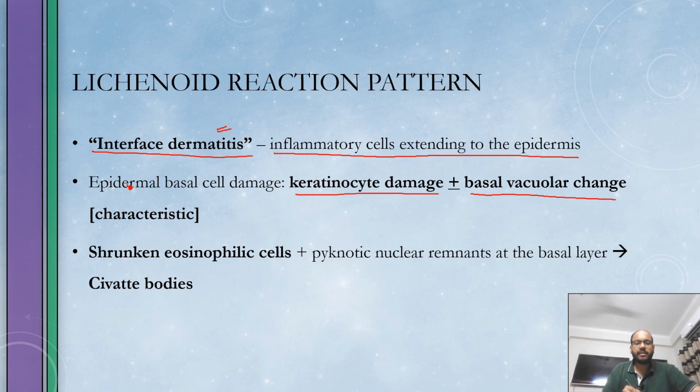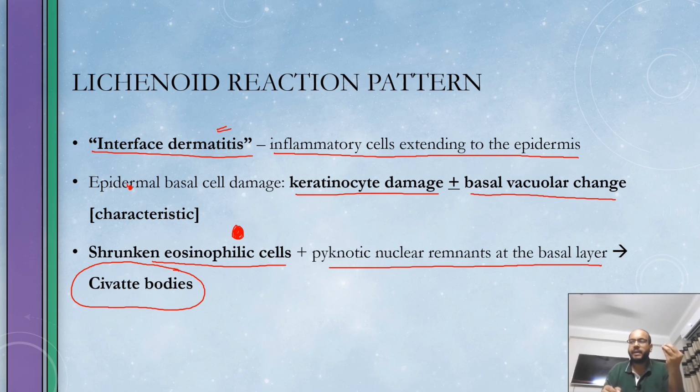A characteristic finding in lichen tissue reaction pattern is the civet bodies. These are shrunken eosinophilic cells, that means they appear red or pinkish on an H&E, with pyknotic nuclear remnants at the basal layer. So these are shrunken pinkish cells at the level of the basal layer or below the basal layer, and these colloid bodies or civet bodies symbolize destroyed keratinocytes. When a keratinocyte is destroyed, it becomes eosinophilic and drops down at the level of the papillary dermis or just below the basal layer, and then it is known as a civet body. It is very essential to identify these civet bodies.